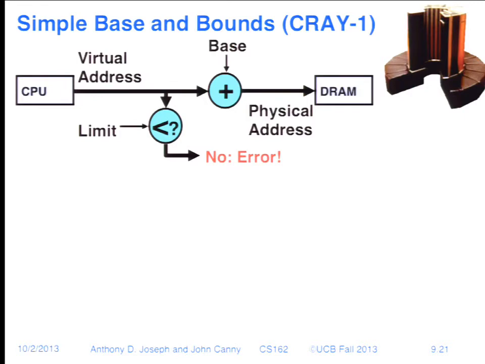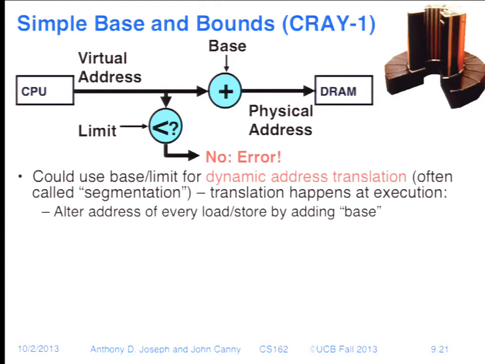Machines such as the Cray used a system like this. A virtual address came from the CPU. There was a base address that was added to it to get an address in RAM. It was also compared to some limit in a register. If you exceeded that limit, it would throw an error. Implemented in hardware, this would be a special register for the base and a special register for the limit. In very few instructions, possibly one instruction, all of this would happen.